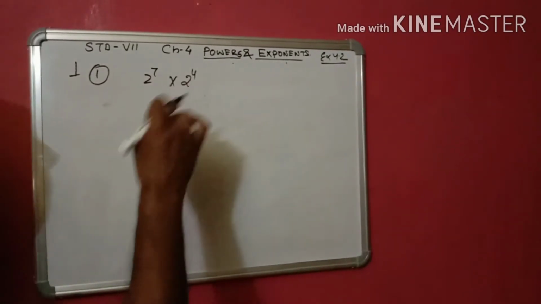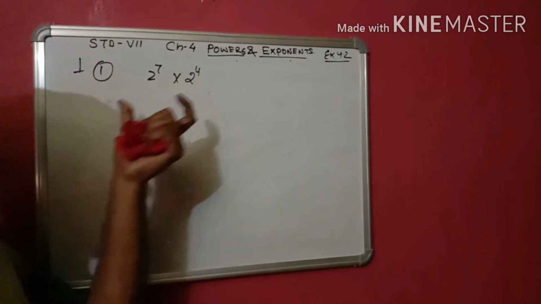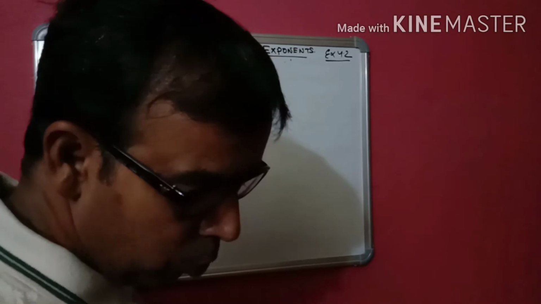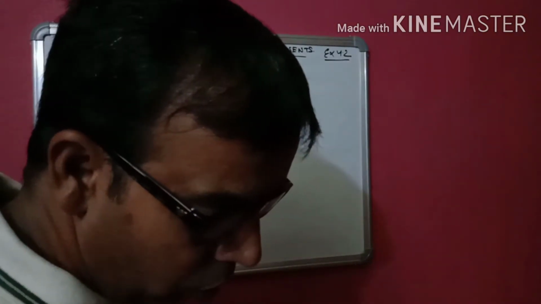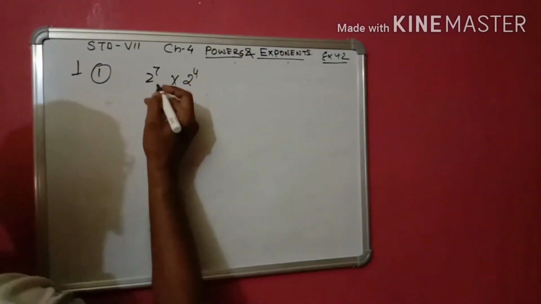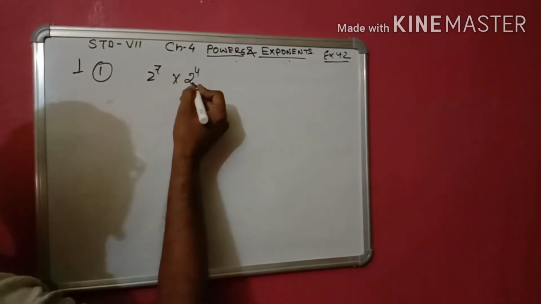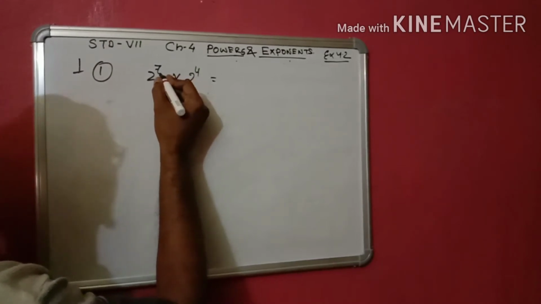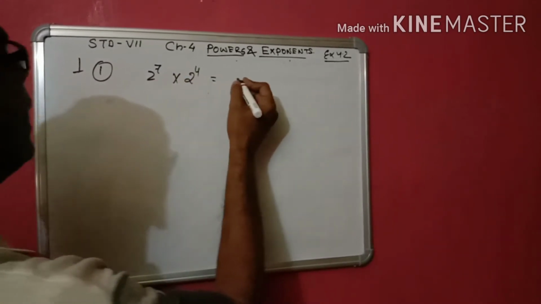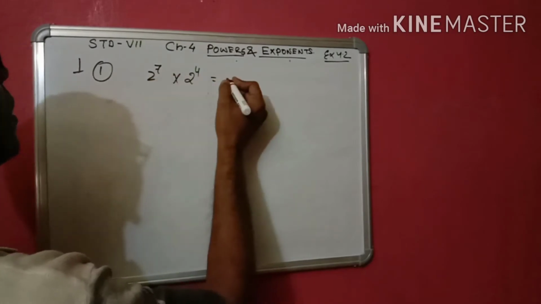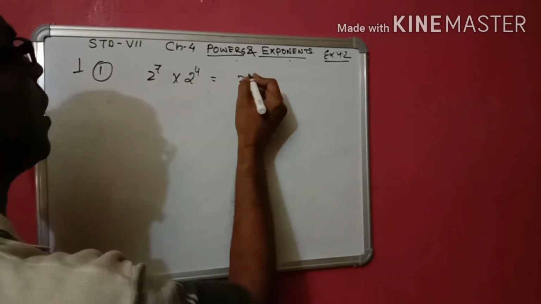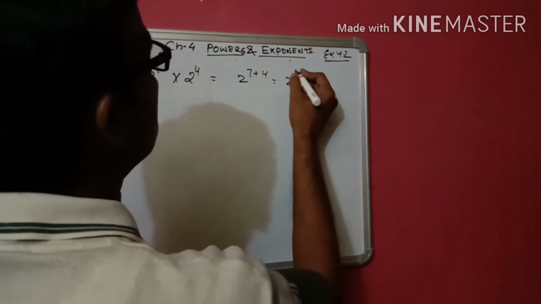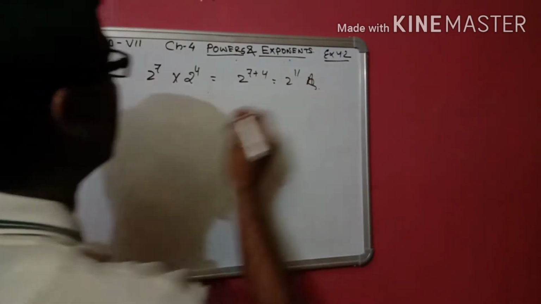Now we have to move to exercise 4.2. Here we have to use the formula, laws of exponents. According to the question, using laws of exponents, simplify and write the following in exponential form. First question is 2 to the power 7 into 2 to the power 4. Here the base is a to the power m into a to the power n, where a equal to 2. So 2 to the power 7 plus 4, base same, powers will be added. Therefore 2 to the power 11. This is your required answer. Write down please.